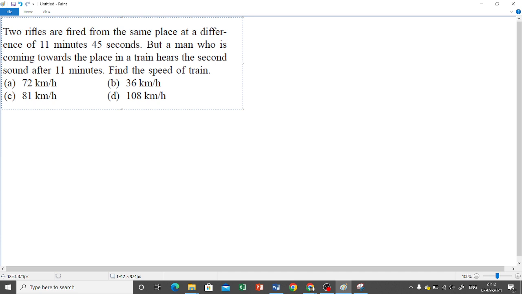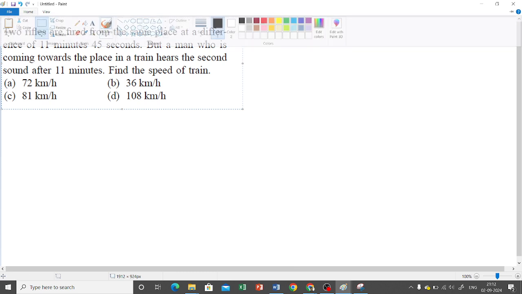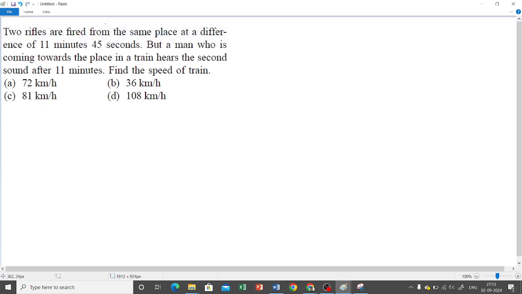How about this sum? Let me do it. Two rifles are fired from the same place at a difference of 11 minutes 45 seconds. But a man who is coming towards the place in a train hears the sound after 11 minutes. Okay, after 11 minutes. So that means what? How much distance has been traveled by the sound in this 45 seconds? See, what is the speed of the sound? So here is an information that we have to know.